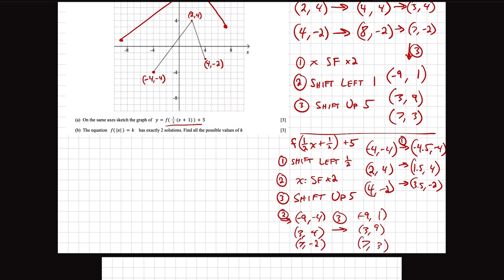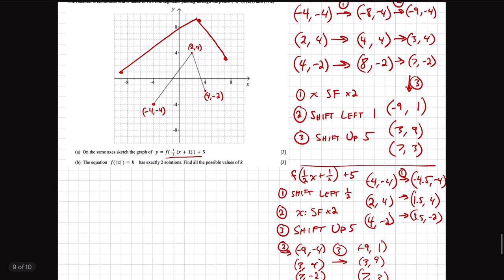And we end up with 7, 3. Okay, so that is for part A, all that you would need to do. And now looking on to part B. Okay, if you're unsure about what this transformation would look like, the absolute value, f of absolute value of x, you can always just go ahead and write out a table.